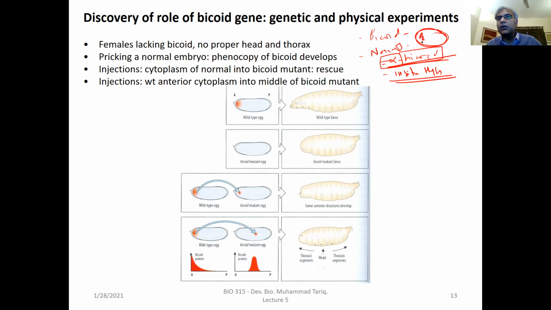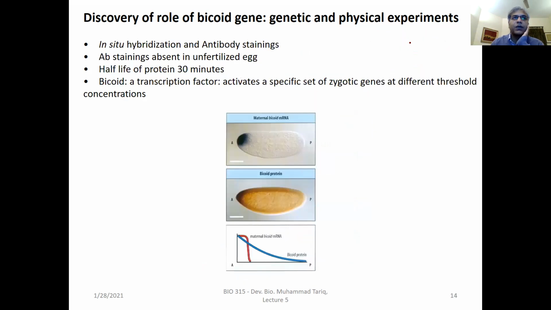Antibody is against protein, not against messenger RNA. So in situ will be showing you the presence of messenger RNA, but immunostaining will show you, okay, there is messenger RNA, but it is not being translated in unfertilized fruit fly embryos, which is shown here. I'll go back to the previous slide in a moment. So this is your in situ hybridization, which shows presence of bicoid deposited by mothers.